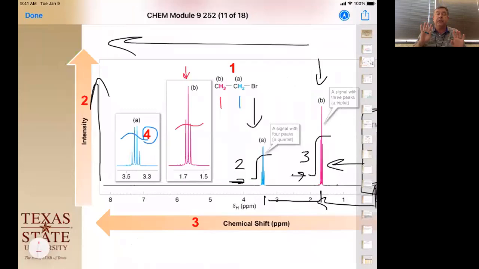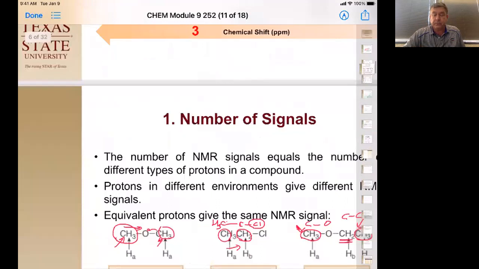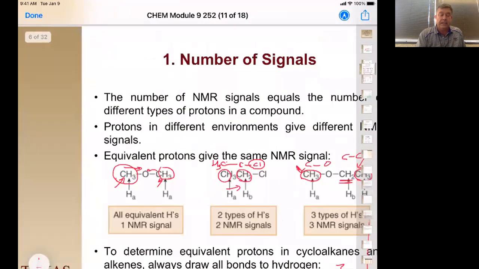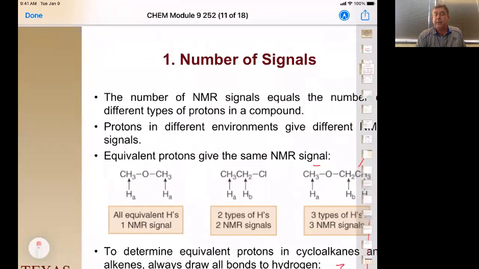Okay, so those are the 4 things we look for in every single NMR, okay? So let's start talking about number of signals. So number of signals is determined by the number of different types of hydrogen. Now, by different types of hydrogen, I want to say that they are unique hydrogens that have the same electronic stuff nearby, okay? So if they have the same bond structures, then they might be equivalent to each other. So let me tell you what I mean by that, okay?